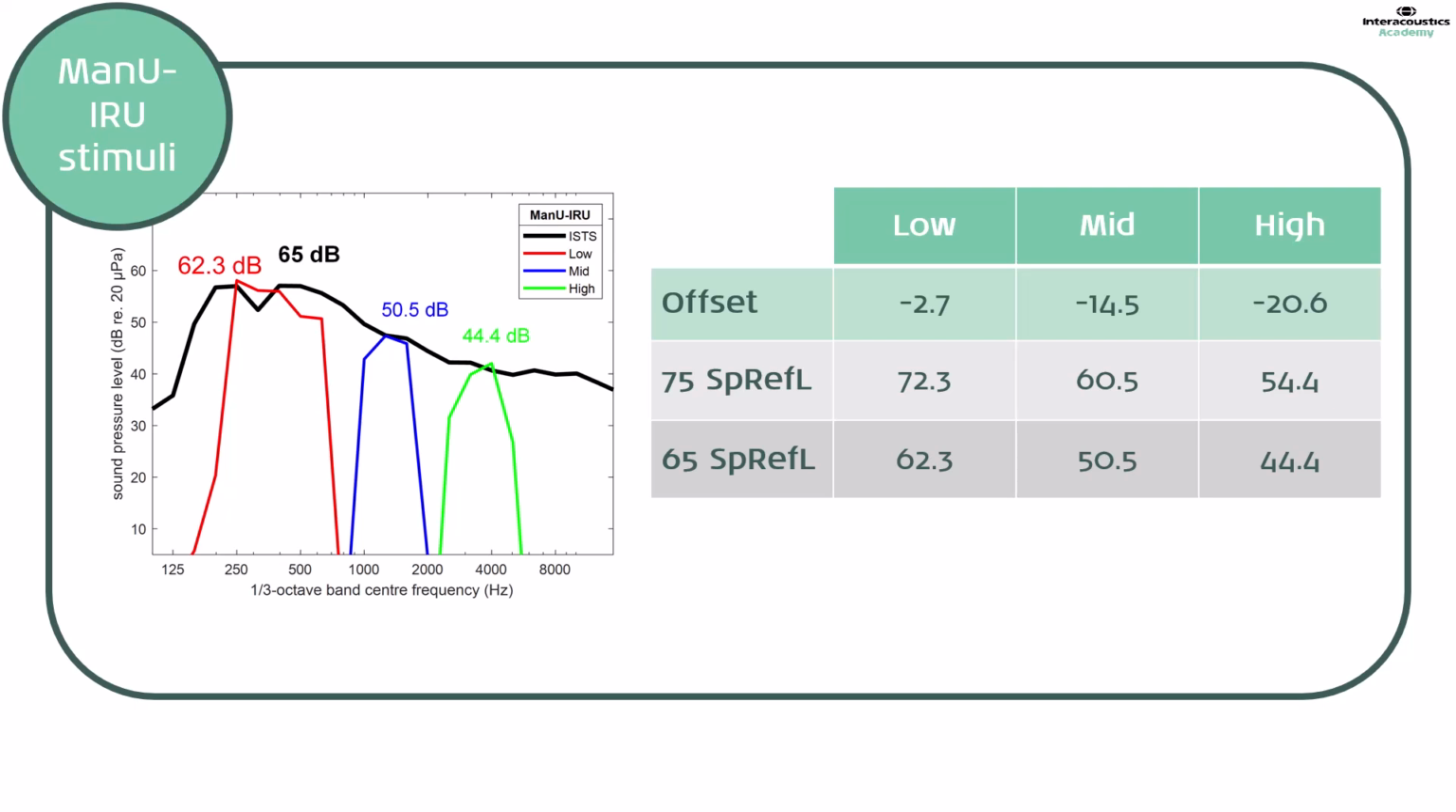For a 55 dB speech reference level, in other words, a presentation of the Manu-Iru stimuli at 55 in the software, which corresponds to quiet natural speech, the actual dB SPL levels are 52.3, 40.5, and 34.4 for each of the stimulus tokens.